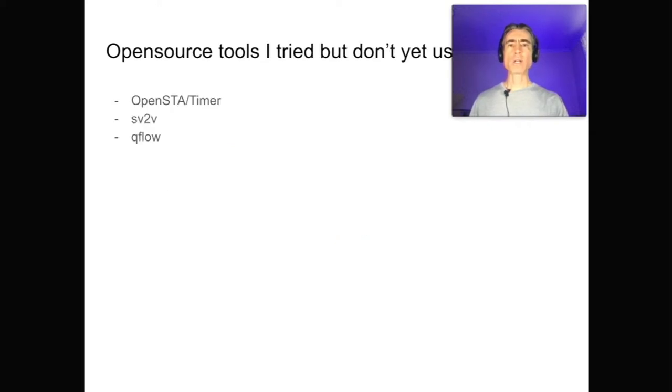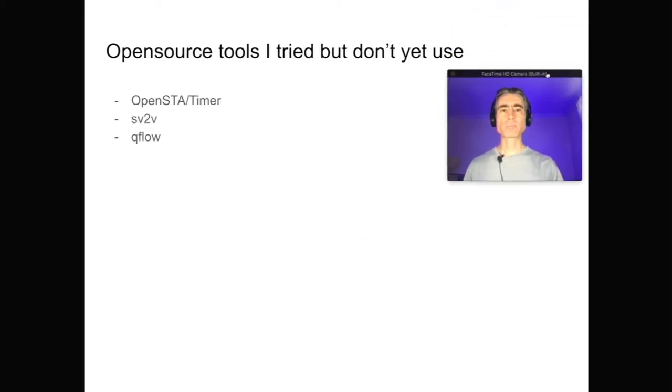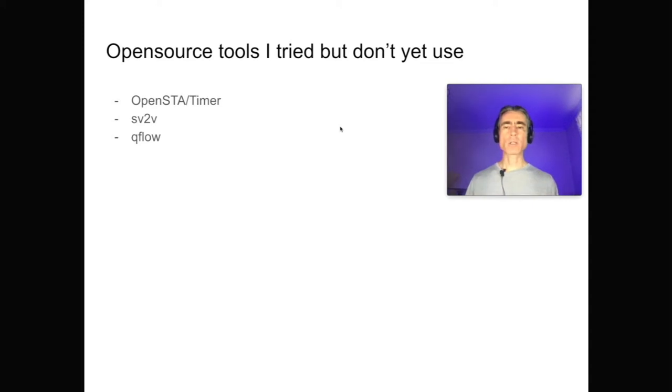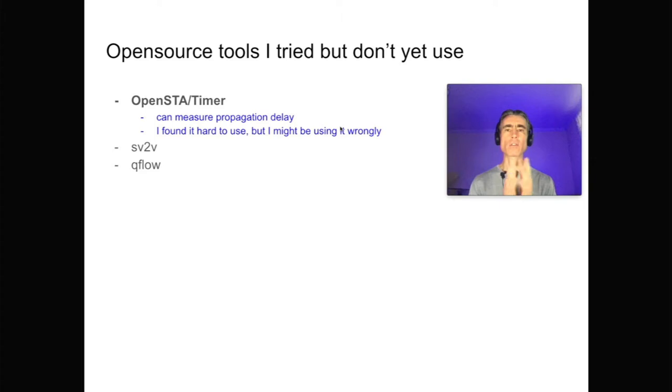Now there's some tooling I tried, but I haven't used yet. One is OpenSTA, one is SV2V, and one is KLayout. OpenSTA, as far as I know, can be used to measure the propagation delay. It might also handle layout, I'm not sure. Anyway, I couldn't get it to work. Maybe I'm using it wrongly, but I couldn't get it to work for myself. So I'm not using that currently, but maybe in the future.